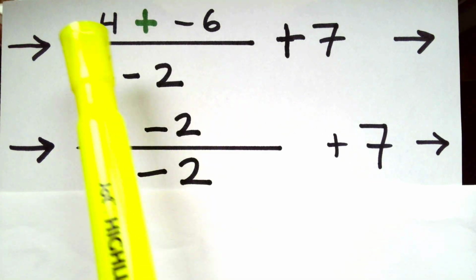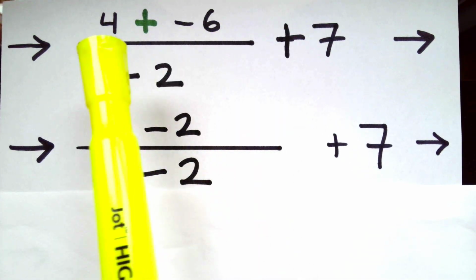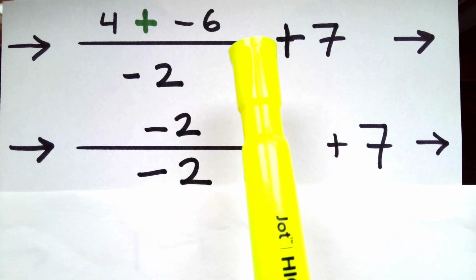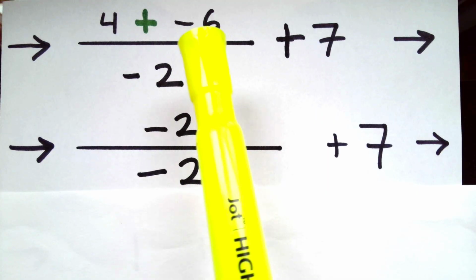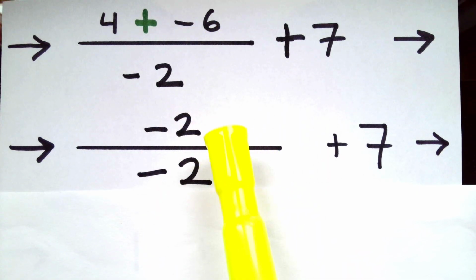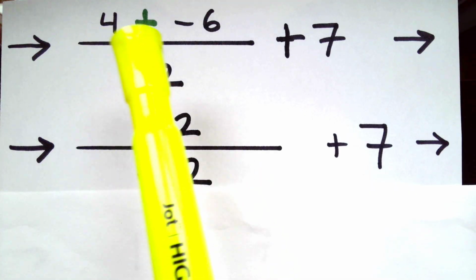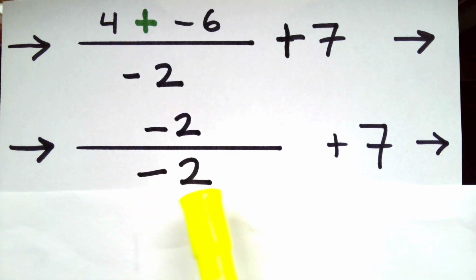Okay, 4 plus a negative 6. I always like to look at this like money, right? I have $4. I had to borrow a negative 6 amount of money. How much do I owe you? Negative 2. So 4 plus negative 6 is negative 2. Everything else I rewrite. The divisor bar, the negative 2, and the plus 7.